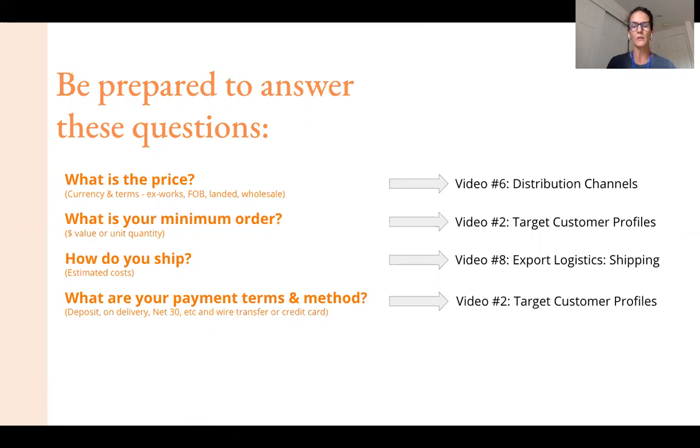So in terms of price terms, we'll discuss that in video number 6 about distribution channels. Minimum order, we discussed that in the last video, number 2, where we talked about target customer profiles. In terms of shipping, we'll be discussing that in video number 8 about export logistics. And in terms of payment terms, we discussed that in the last video, video number 2, about target customer profiles. So be sure to review all that information and have that very clearly defined about your company.